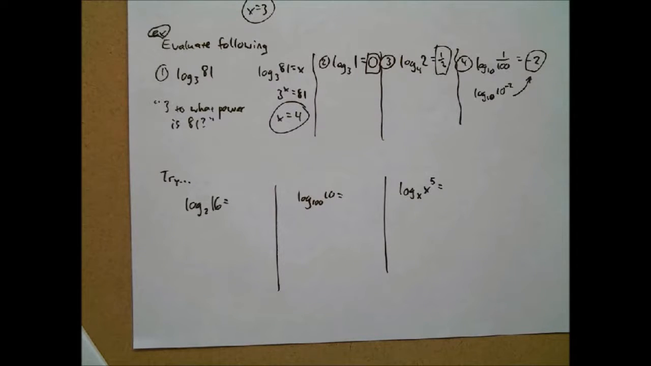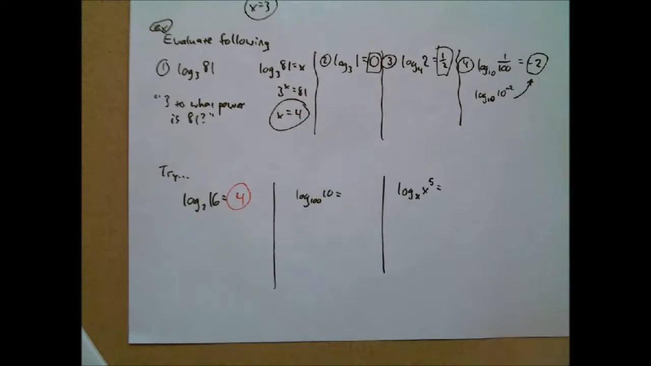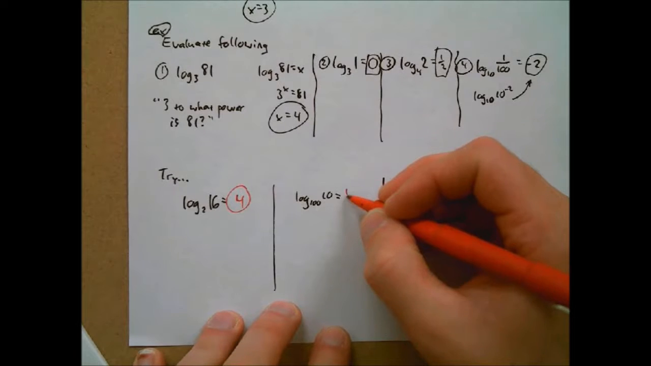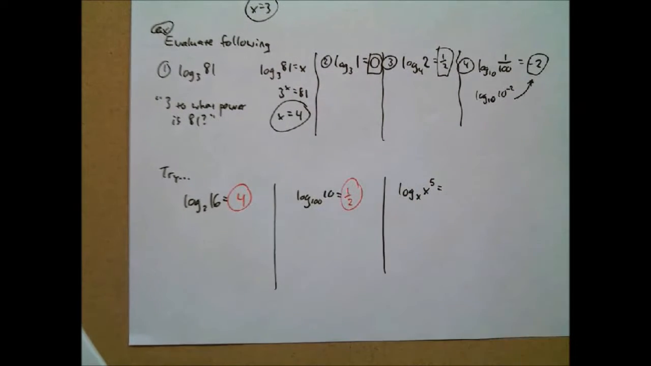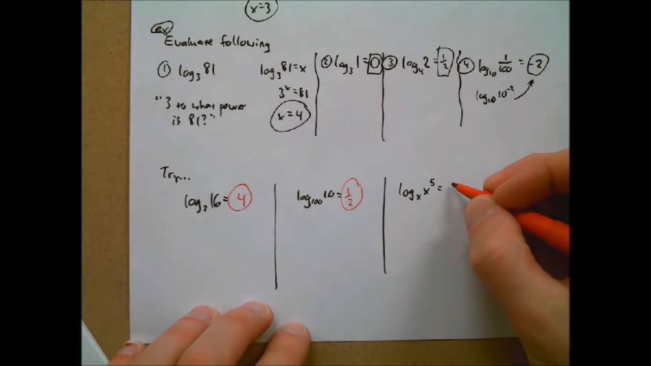Okay, Ethan, what'd you come up with for log base 2 of 16? 4. Right, because 2 to the 4 is 16. Good job. All right, how about Jenna, you? Log base 100 of 10? 1/2, because 100 to the 1/2 power is 10. Very good. And then last one, Tommy, what do you say here? 5, yeah, okay, 5, exactly right.